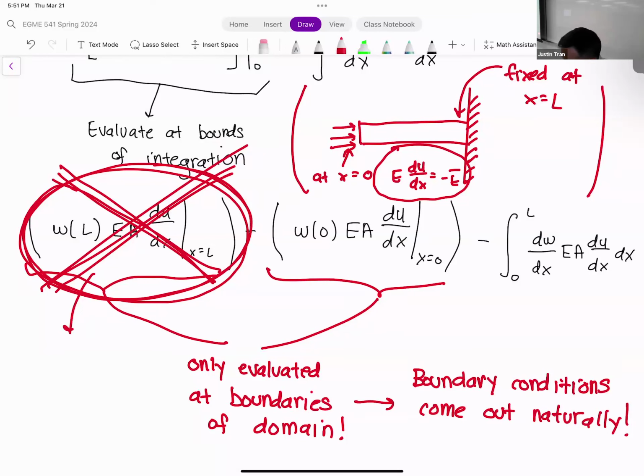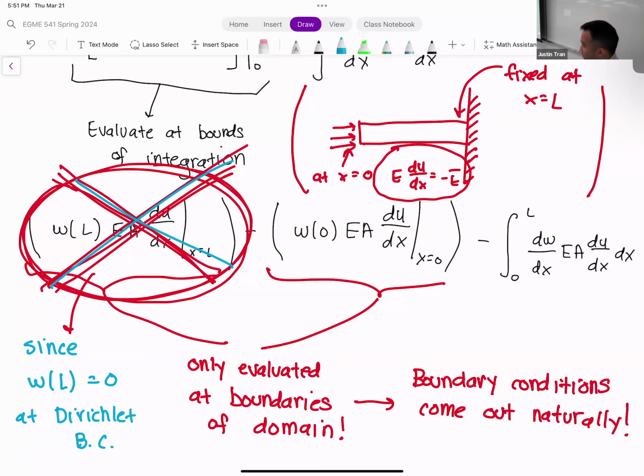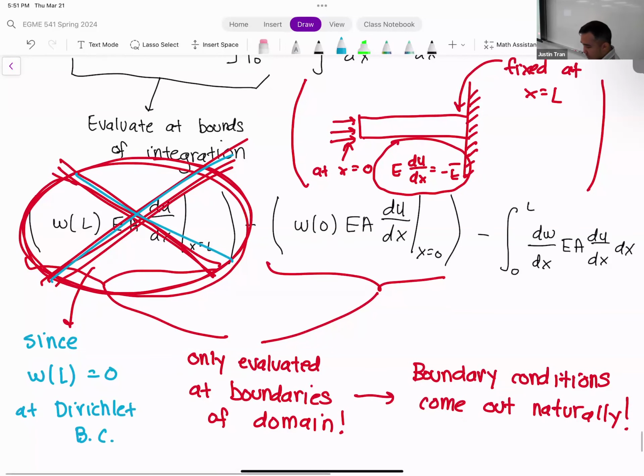Let me use a different color. There's a little too much red going on there. So this is going to cancel out, since W of L is equal to 0 at the Dirichlet boundary. So that's good. So that simplifies it, and it takes care of the Dirichlet boundary condition at the same time. Okay, so that's great.